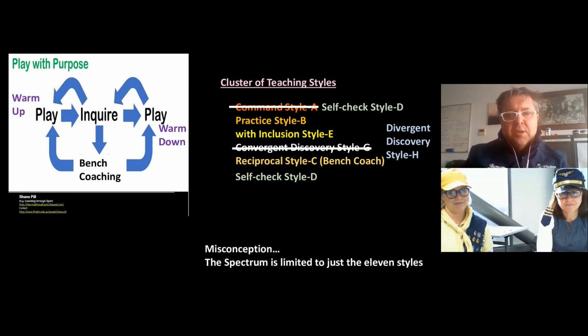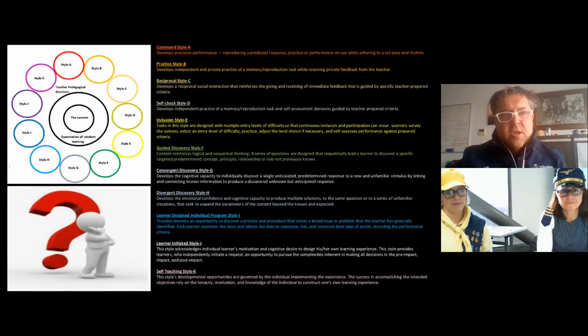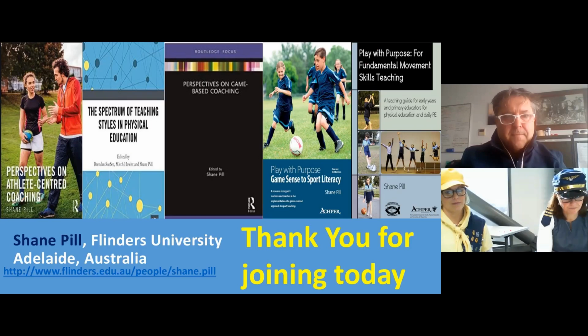It's now self-check against the task. If we add in bench coaching rather than practice, because the students are going to go out and watch and observe, now it might be, instead of convergent discovery, some divergent discovery. And we've got reciprocal because we've got the bench coach coming in. So in summary, we see 11 teaching styles, very much the learner at the centre of it. We understand the expectation of student learning. We then set up the teacher for pedagogical decisions.